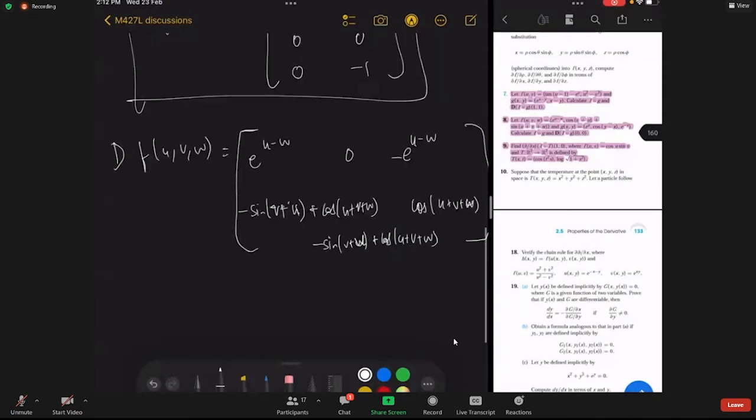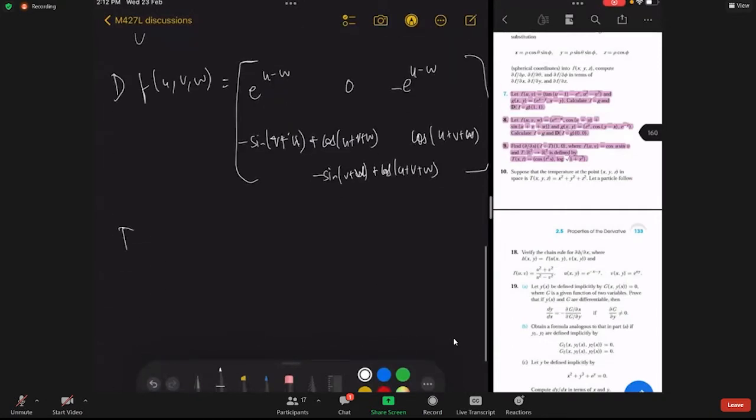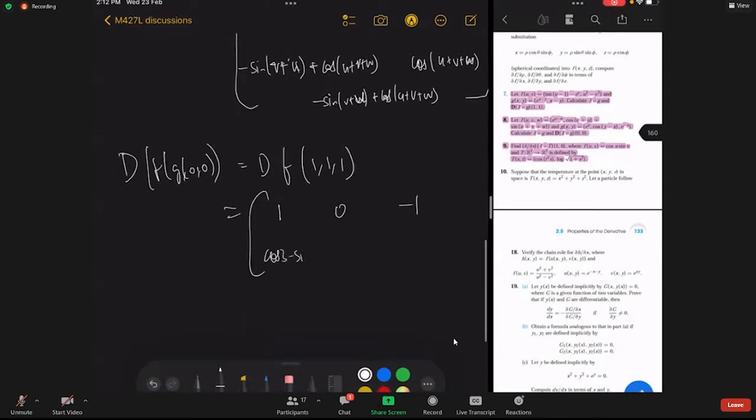Okay. Now we know that g of (0, 0) is (1, 1, 1). So D of f of g of (0, 0) is basically D of f of (1, 1, 1). If I substitute u, v, and w as 1, 1, 1 in my above matrix, I get this as 1, 0, -1, cos 3 minus sine 2, cos 3 minus sine 2, and then I have cos 3.